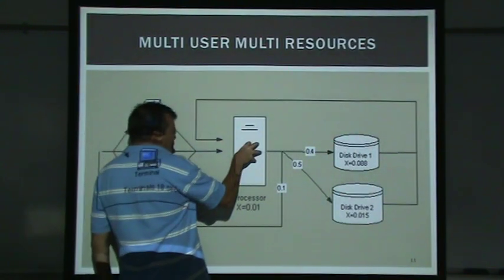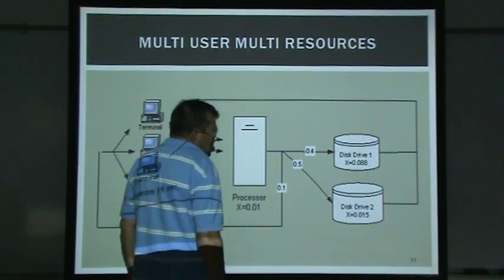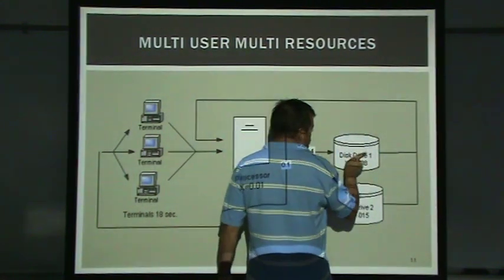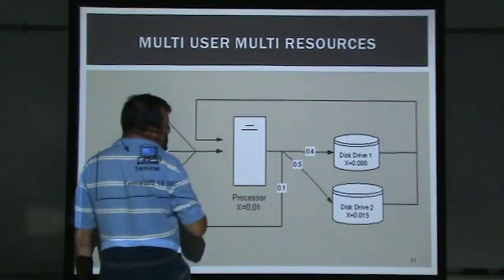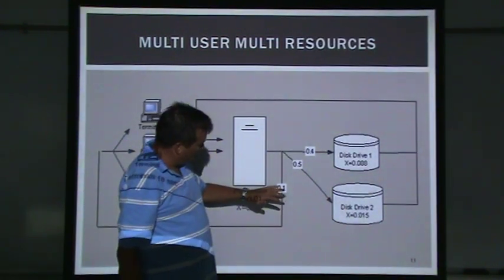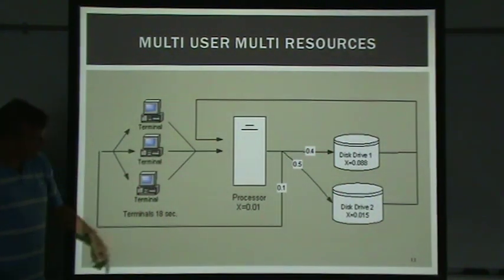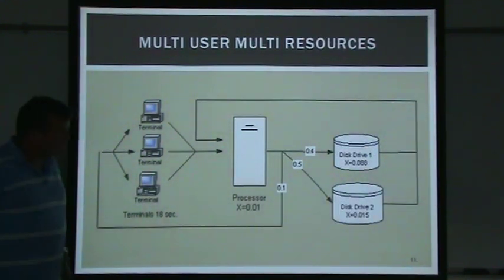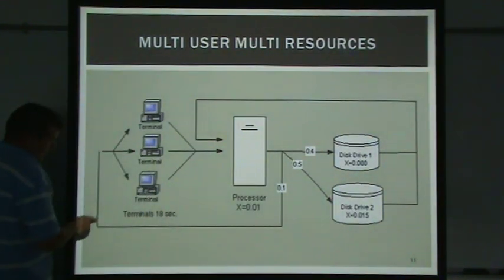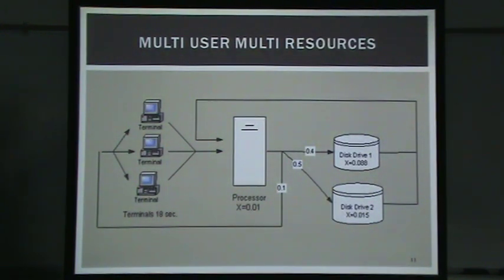So now something comes into our CPU, 40% of the time it will go out to disk drive 1, get some page to come in from memory, and then go back to our processing queue. 50% of the time it will go to disk 2 and then come back to our system. And 10% of the time it will finish. And what it means by finish, it'll come back to the person and they'll see their answer, and then they'll go back to thinking for 18 seconds. And then they'll send in another process into our system.